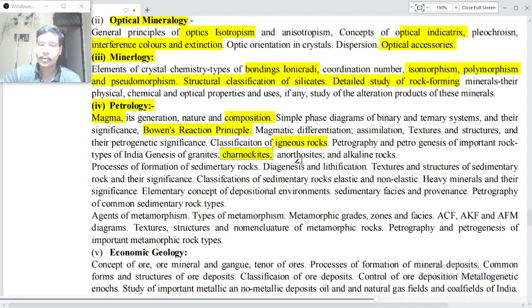charnockites and anorthosites and alkaline rocks, process of formation of sedimentary rocks, diagenesis and lithification, textures and structures of sedimentary rocks and their significance, classification of sedimentary rocks, clastic and non-clastic, heavy minerals and their significance, elementary concept of depositional environment, sedimentary facies and provinces, petrography of the common sedimentary rock types. Now, agents of metamorphism, types of metamorphism, metamorphic grades, zones and facies, ACF, AKF and AFM diagrams, textures, structures and nomenclatures of metamorphic rocks, petrography and petrogenesis of important metamorphic rock types.